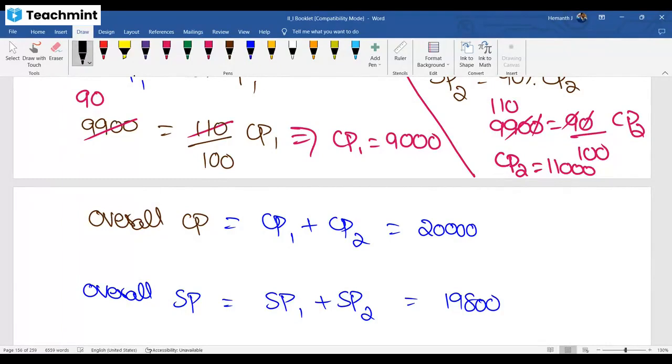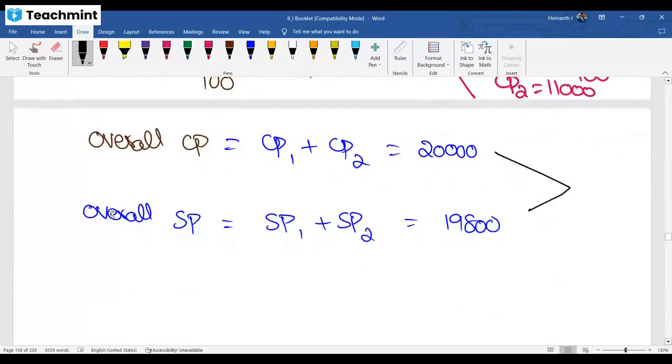Now you can decide, is SP more than CP or CP more than SP? CP more than SP means, is it profit or loss? Loss. So how much loss? Overall loss is 200, right? That is overall CP minus overall SP. CP minus SP is loss. I already gave that in the first session also. You have to know profit means SP minus CP, loss means CP minus SP, and the relation between SP and CP depends on 10% profit or 10% loss.